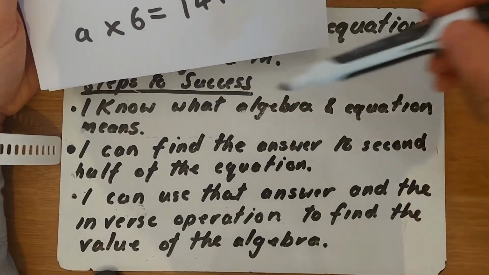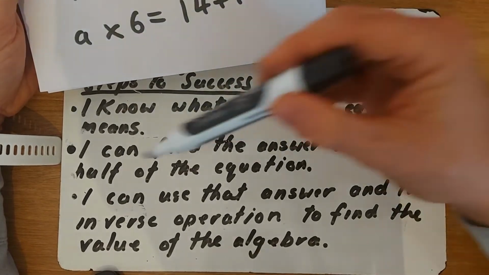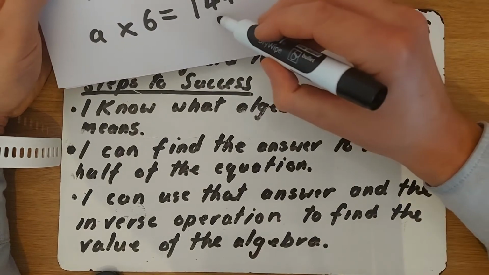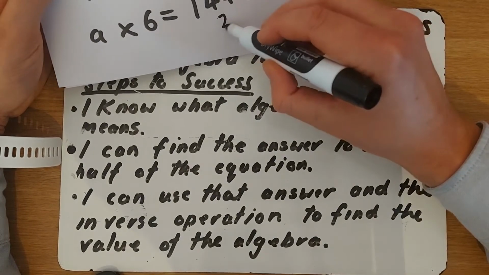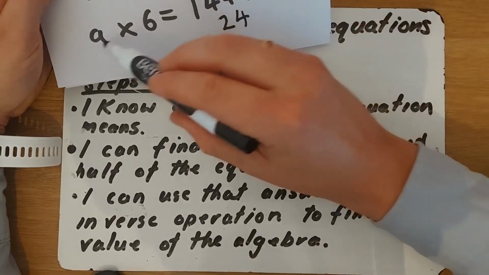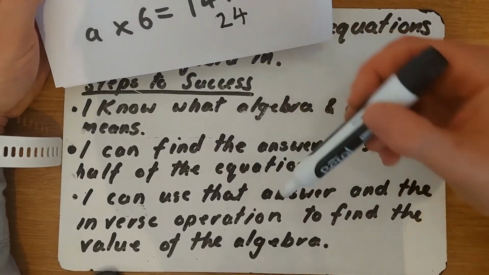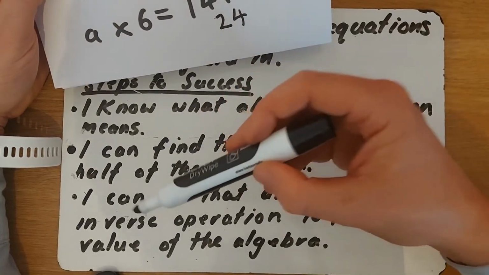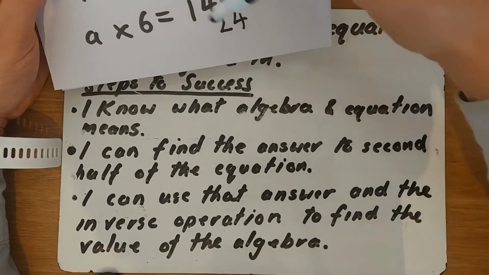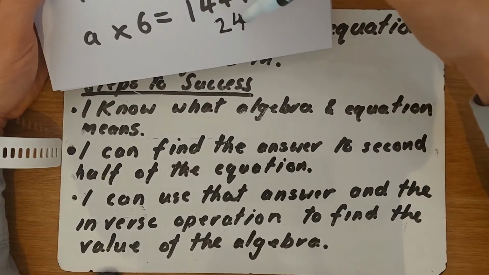So you'd need to know what algebra and equation were, and I've just talked about that. I can find the answer to the second half of the equation. So you would do that: 14 plus 10 would equal 24. Then that would be what this bit would have to equal. So then I would just be able to use the inverse operation as you were doing. Adding that together takes you to where you would do what you were doing in the trickier challenge. You're just looking to find A, and there's 24.